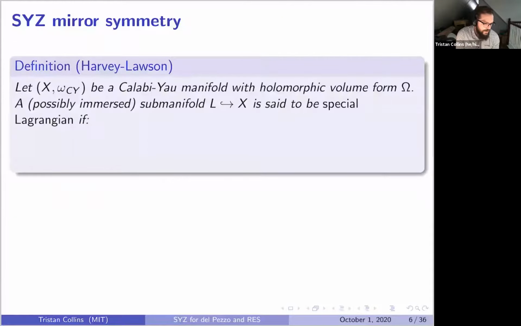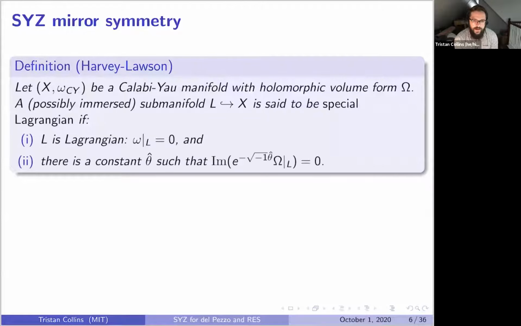So I want to recall, well, this is well known to everybody, but let me recall for completeness some of the elements of SYZ mirror symmetry. If you have a Calabi-Yau manifold with a holomorphic volume form, then we can talk about special Lagrangians. Special Lagrangians are Lagrangian, so they annihilate the symplectic form, that should be the Calabi-Yau symplectic form. And after possibly rotating the holomorphic top form by a constant unit complex number, these Lagrangians are calibrated by the holomorphic volume form.